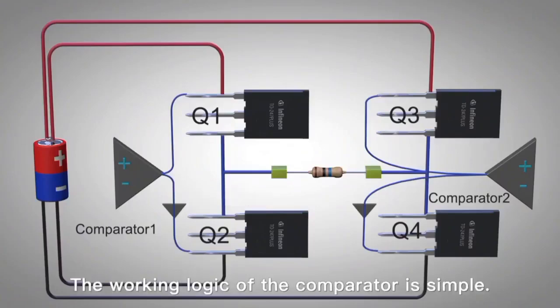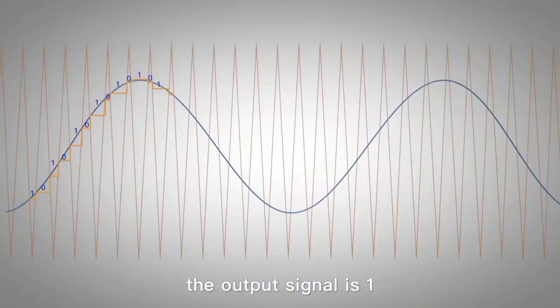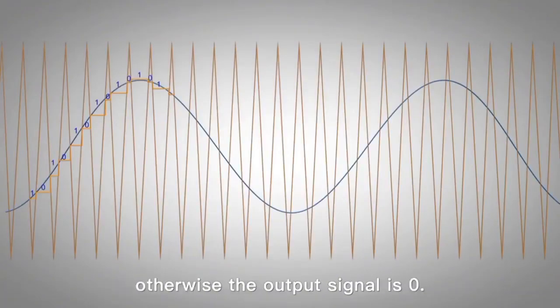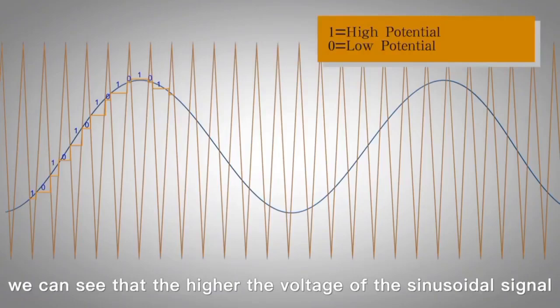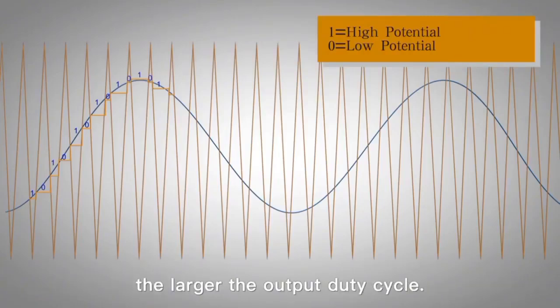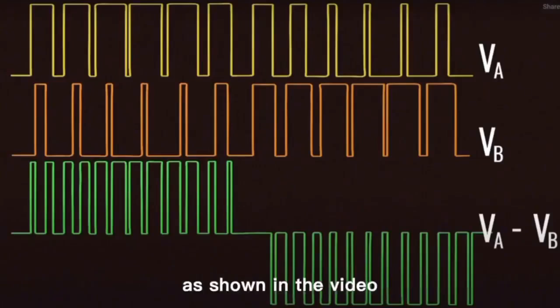The working logic of the comparator is simple. When the sinusoidal signal is higher than the triangle wave, it outputs signal 1, otherwise it outputs signal 0. So we can see that the higher the voltage of the sinusoidal signal, the greater the duty cycle of the output. The 2 comparators use different signals as shown in the video.